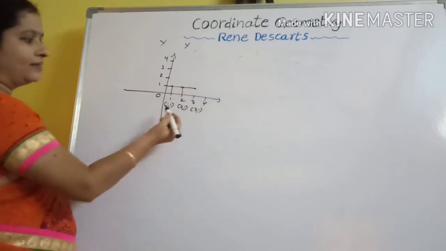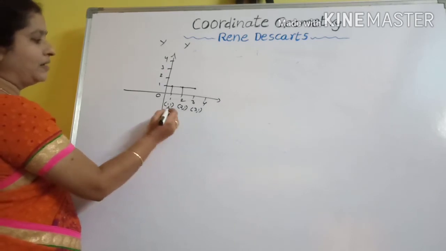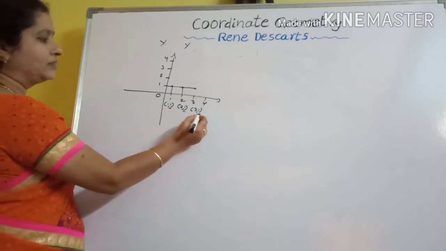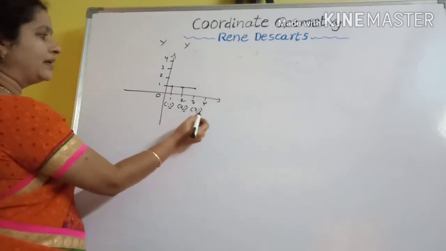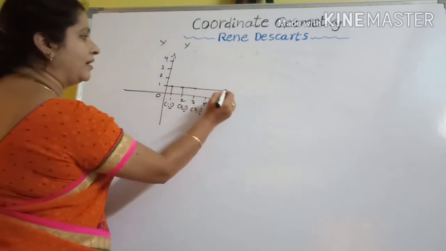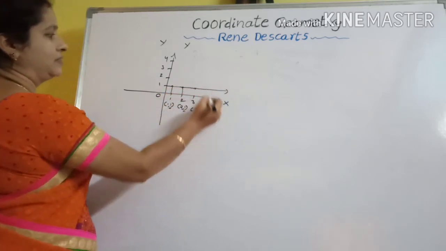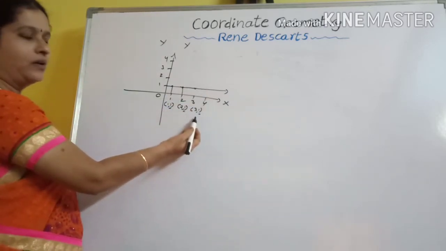If we are taking the points like this, all the y coordinates are equal here. Suppose all the y coordinates are equal, then the line passing through these points must be parallel to the x-axis.